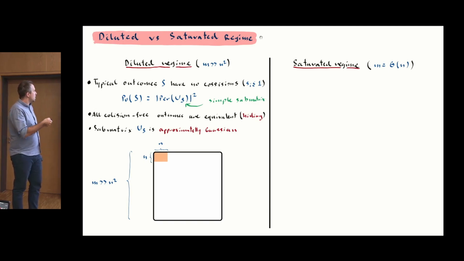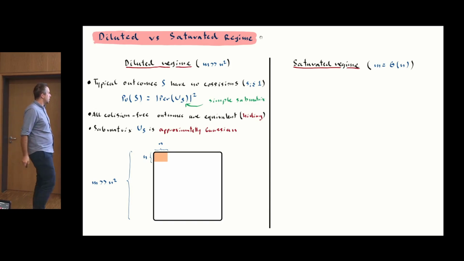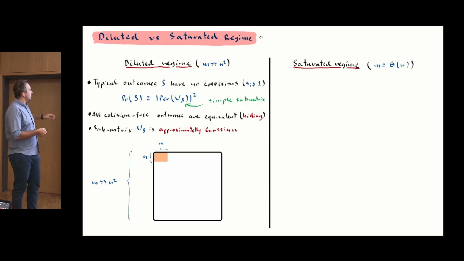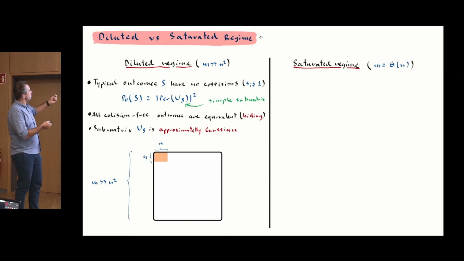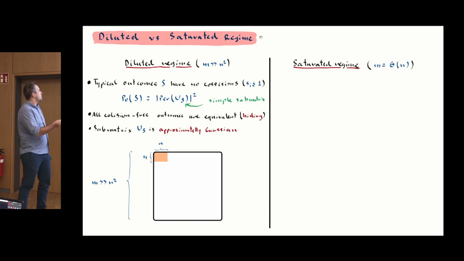So all of them are equivalent, and you have a property known as hiding. And lastly, if you have an even greater number of modes, n cubed, you can approximate this submatrix by a suitably normalized complex Gaussian matrix. Those are technical properties that Aaronson and Arkhipov used in their original proof.